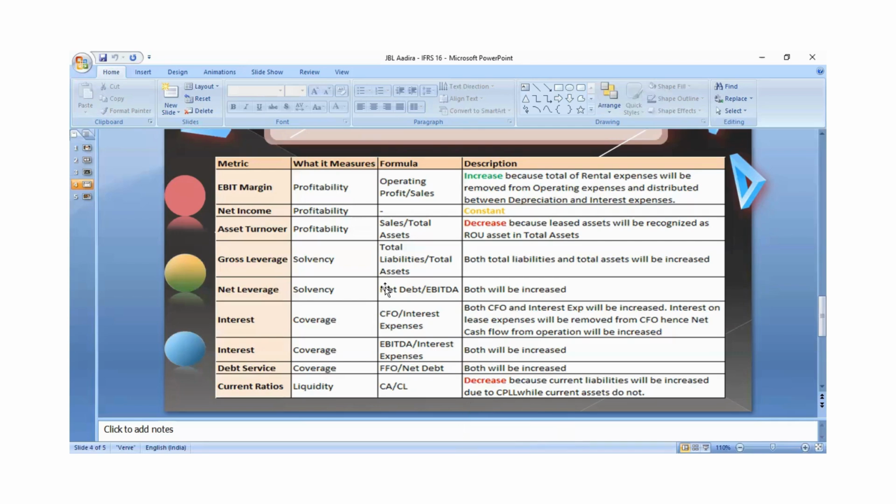So these are the basic ratios which got impacted post the implementation of IFRS 16, and accordingly all the model developers, when we are at the phase of redeveloping a model or developing a new model, are considering and incorporating every change. Okay, that's it.